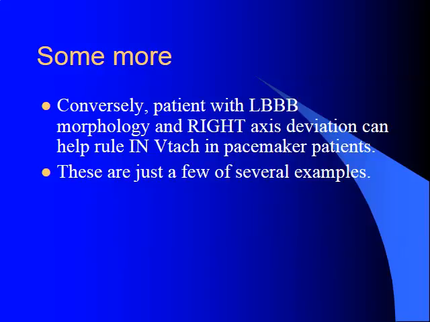Just one more example. Patients with a left bundle branch block and right axis deviation can help us rule in VTach, or specifically right ventricular outflow tachycardia, in patients that do have a pacemaker. So if we do have a question about a runaway pacemaker versus a VTach, this can help us rule in VTach due to where the ectopic focus is located in these types of tachycardias. So these are some examples.